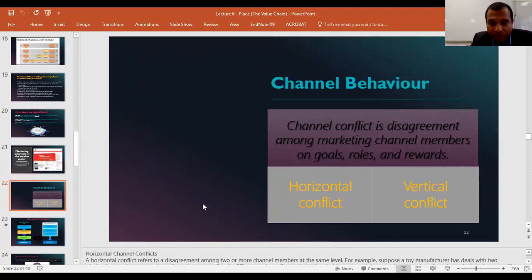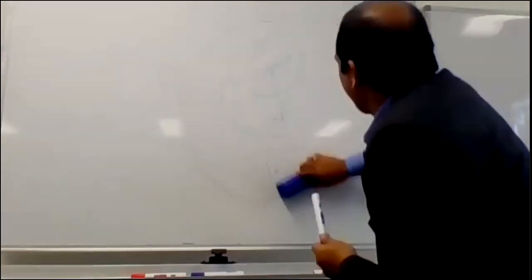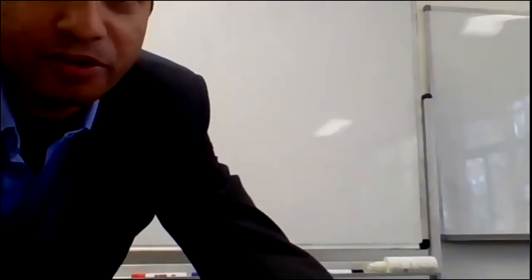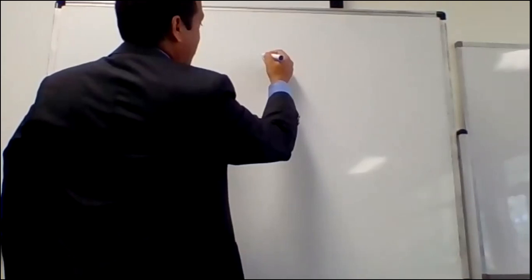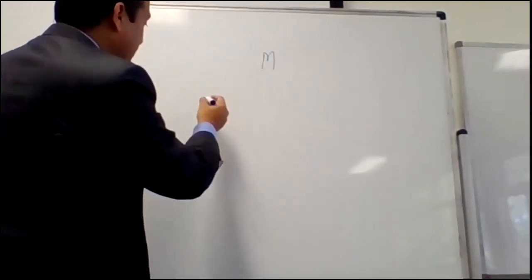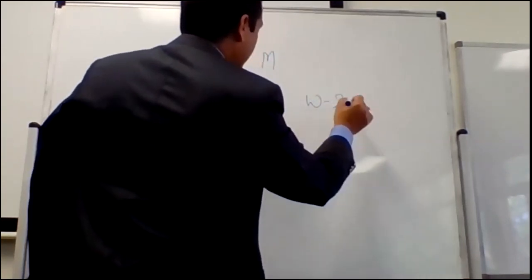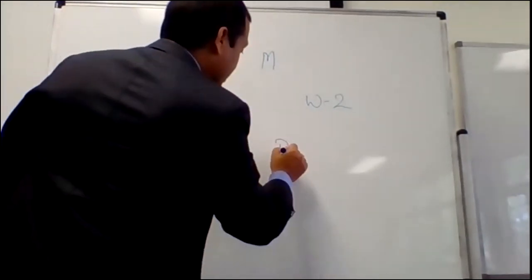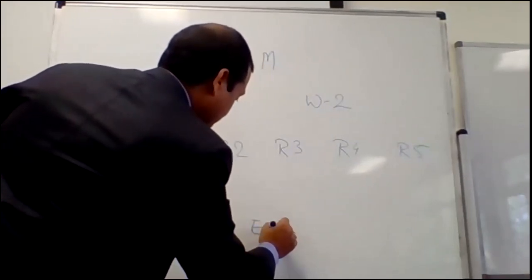Maybe I can shift to this whiteboard. I need to take the blue marker. Suppose, are you able to see the whiteboard? Sorry, it's a generic term, blackboard. So you have a manufacturer, right? You are a manufacturer. Suppose you have wholesaler 1, wholesaler 2. Then you have retailer 1, retailer 2, retailer 3, retailer 4, retailer 5. And then you have the end consumer, right?